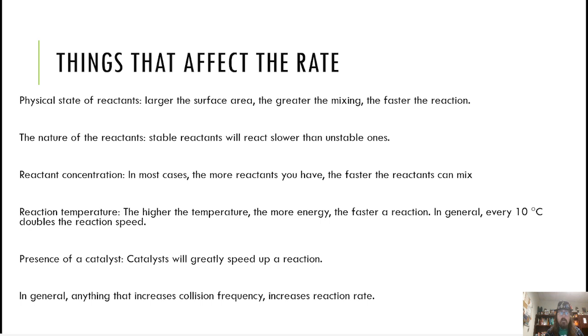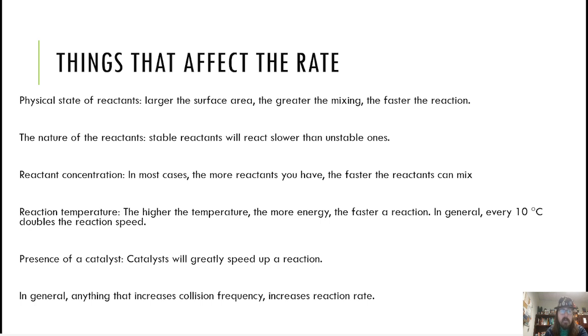But if a liquid, for example, is immiscible, so we have two layers, they can only react where those two layers meet, and so those have to be stirred together. Now, obviously, the nature of the reactants themselves matters, how stable they are. The more stable the reactants are, the slower they're going to react. Things like radicals are very unstable and they react very rapidly. But if you have a very stable compound, it takes a lot of energy to break bonds.